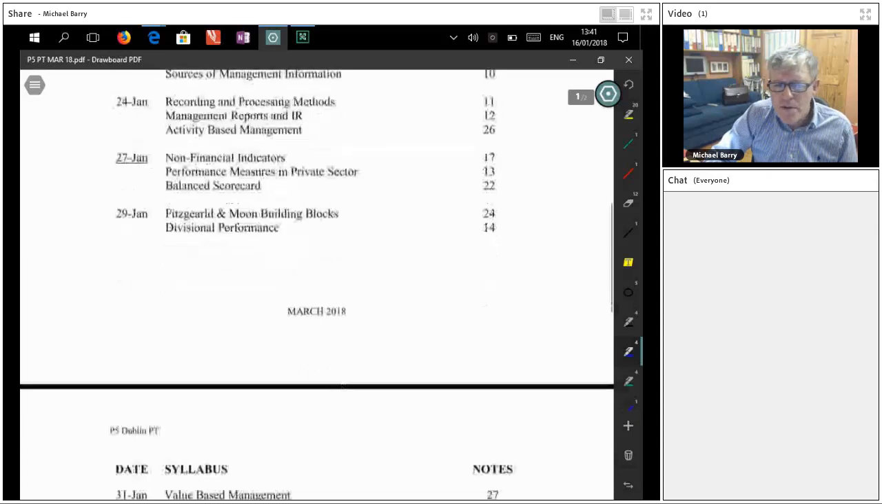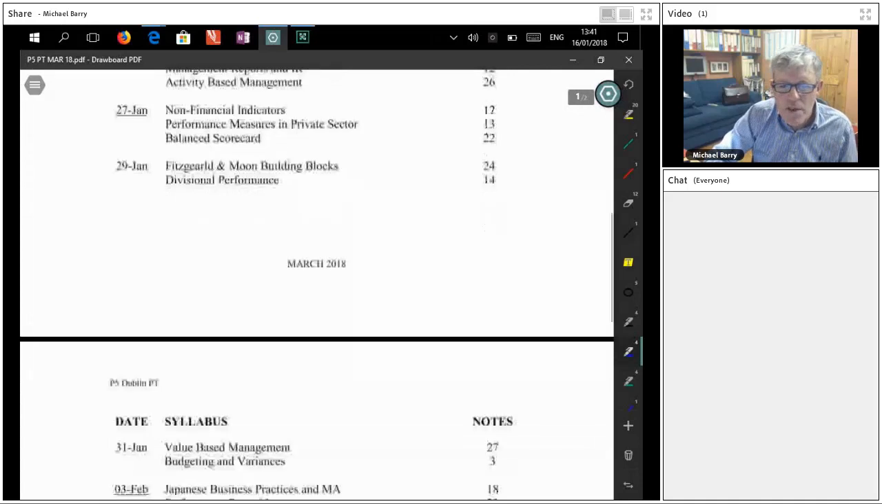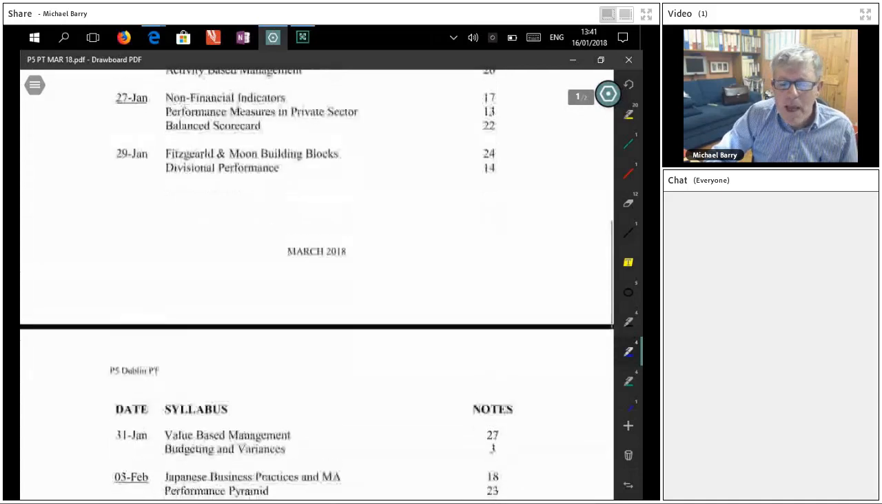Divisional performance is an area that you would have encountered in your previous studies. Here you're looking at the whole area of responsibility accounting, profit centers, investment centers, revenue and cost centers, and you're looking at the information needs of these various different types of responsibility units. Important measures there would be return on investment, residual income, and one of your examiner's favorites, of course, which is the economic value added.